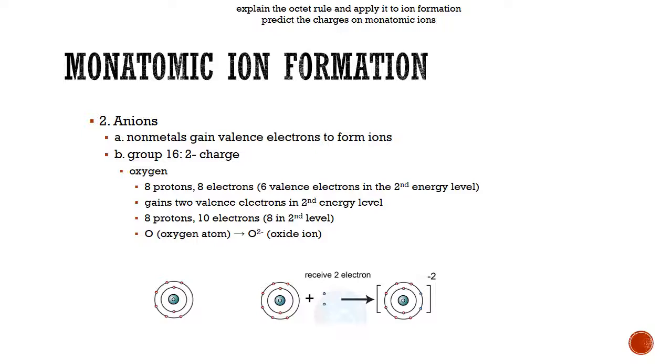So we've gone from a neutral oxygen atom to an oxide. Again, notice the name. It's not an oxygen ion. We call it an oxide ion. And it has a charge of 2 minus.